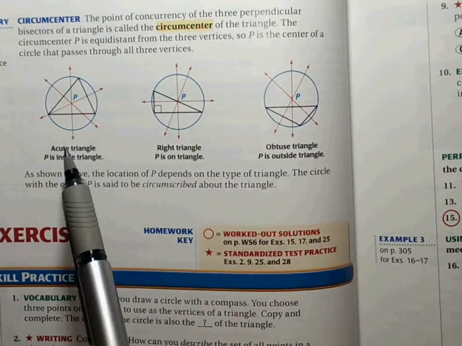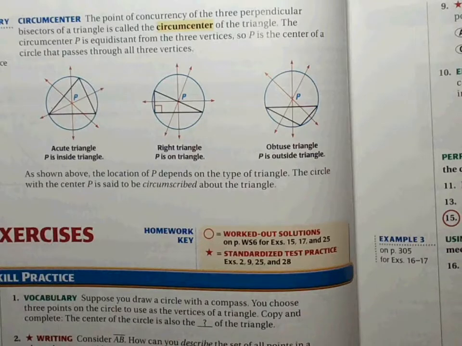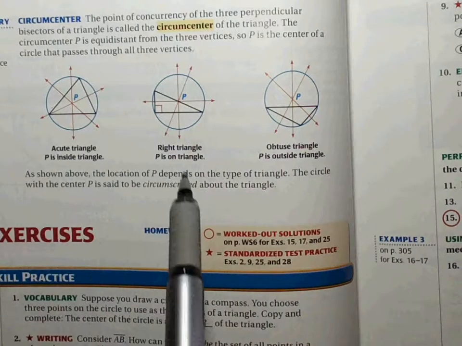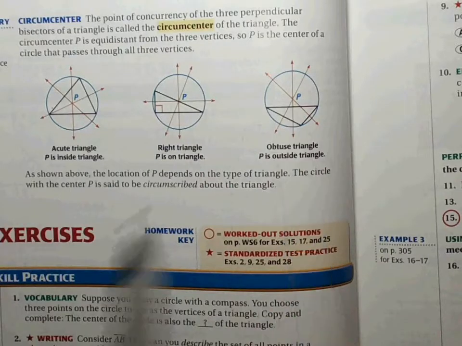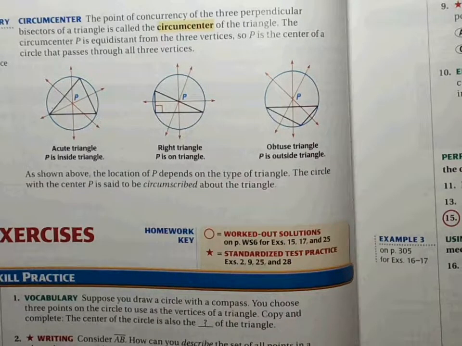This is a good thing to remember. If you have an acute triangle, the circumcenter is in the middle, or inside the triangle. If you have a right triangle, it's on the hypotenuse. If you have an obtuse triangle, it's on the outside. All right? Well, that's all. That was quite a bit for 5.2. But remember, keep that list that has to do with points of concurrency, because we're going to add to it as we keep on going.